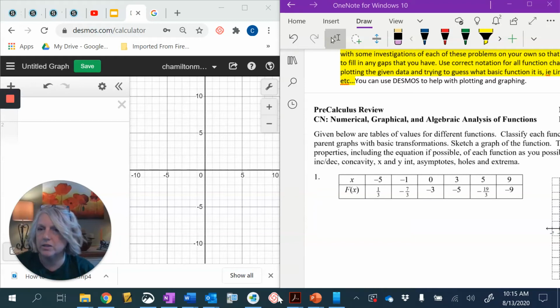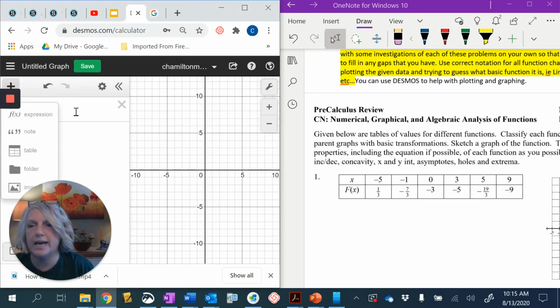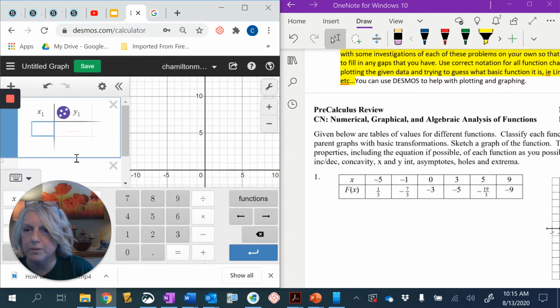Hi guys, here's your little how-to on how to put a table into Desmos and then use that to help you get the graphing portion of this. So what you're going to do in Desmos is, up here at the top when you go to your Desmos calculator, there's a plus right here. And so you're going to click Add Item. So what you're going to add there is a table.